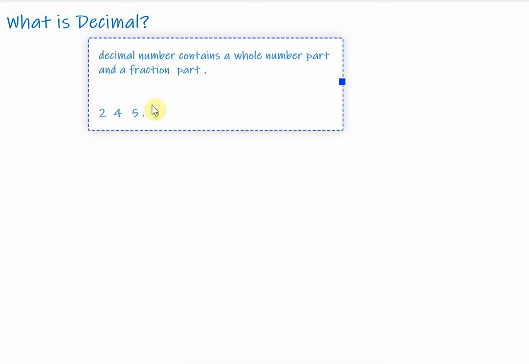Then, as I said, the decimal part contains the fraction part, right? So 245 is the whole number. The fraction part is 3. The first number after the decimal point, we say, is 1/10 of a number. So if you consider this number, it's 3/10. That fraction is 3/10. So that's how you identify a decimal number. That's the basic of a decimal number.